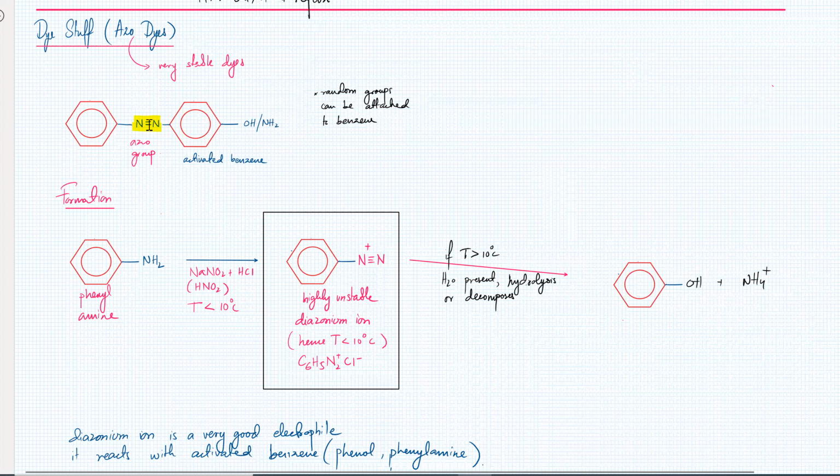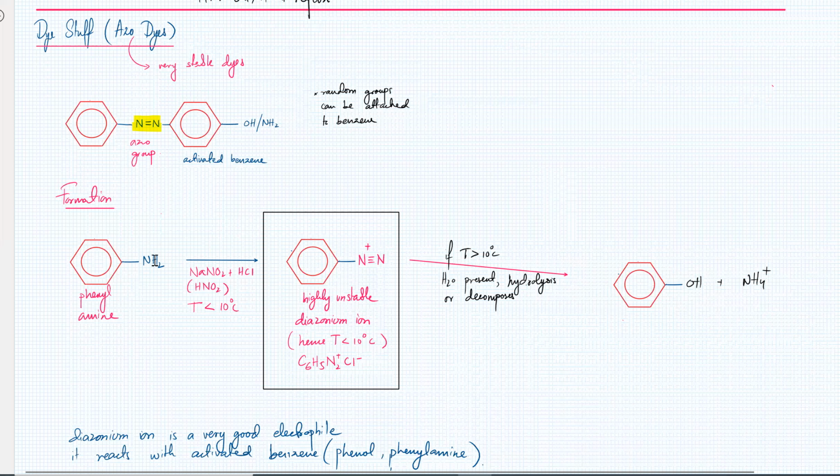This is an azo dye. It's a very stable dye. Dye has got to be extremely stable because paint has to endure a lot of things. So you don't want car paint to turn into some other color after 1 month. So paints have to be extremely stable, and azo groups are really stable.